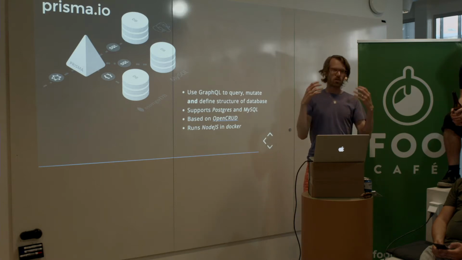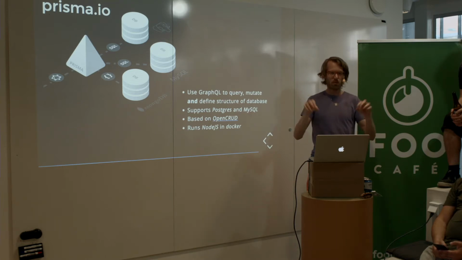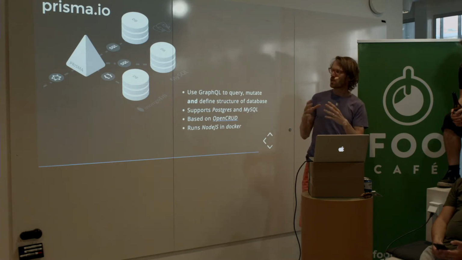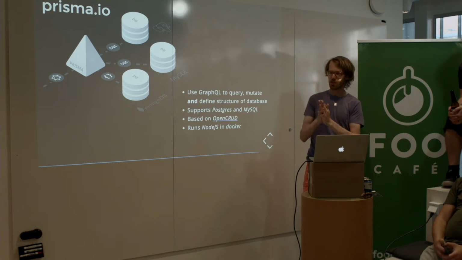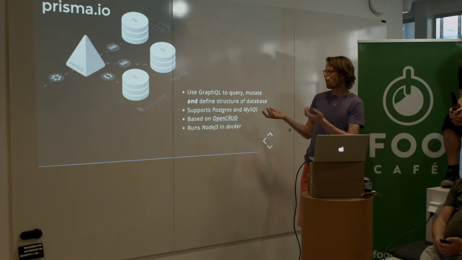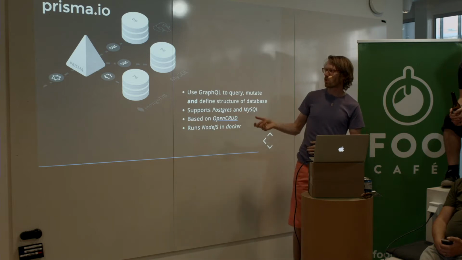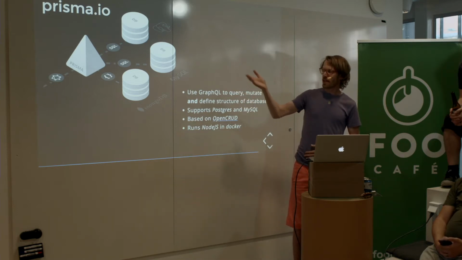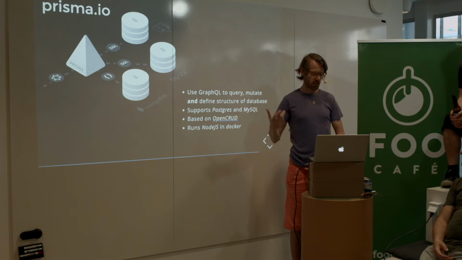But anyway, then you use GraphQL to query and mutate the data, but also to define the structure of the database. So you don't have to go into the database, create tables, and define what the columns do. That's all done in GraphQL. And basically, I think Prisma is a process, right? It's running somewhere. It's written in Node.js, you can host it with Docker, and it has to run somewhere, so it needs a server.